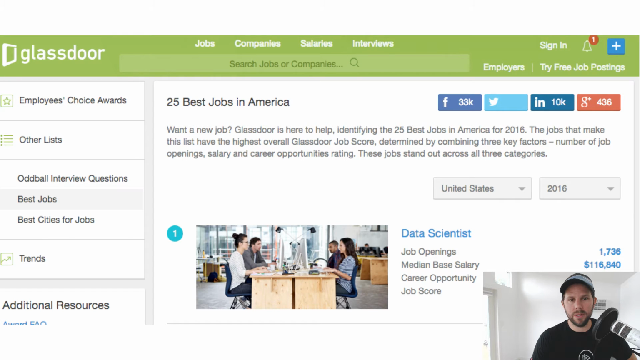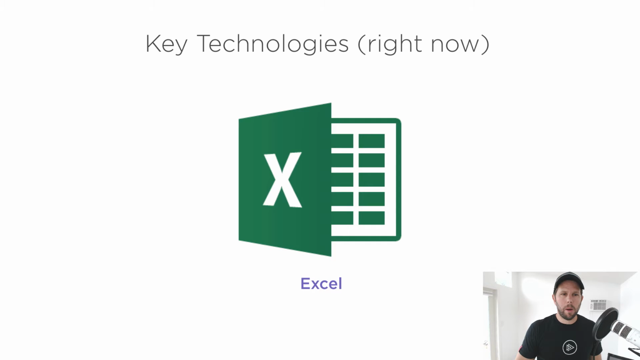So let's talk about some technologies now. All right, and this one, I don't know if this will be a surprise to people or not. People that know me, it certainly won't be. But Excel. I can't say enough about Excel. It is probably the most powerful piece of software ever made.